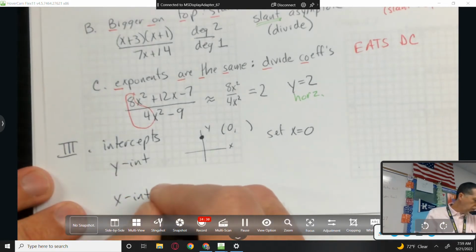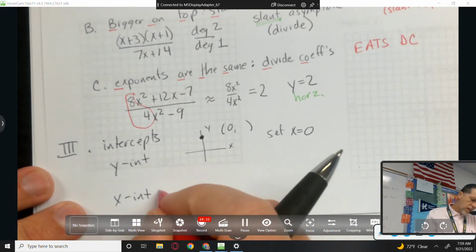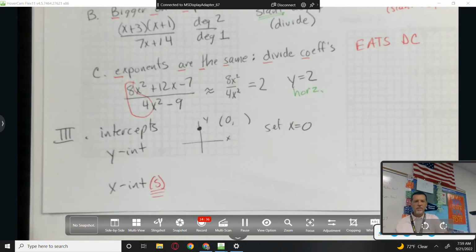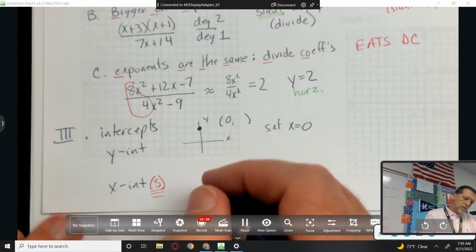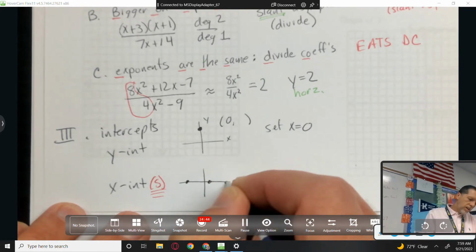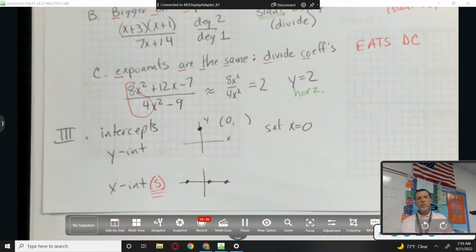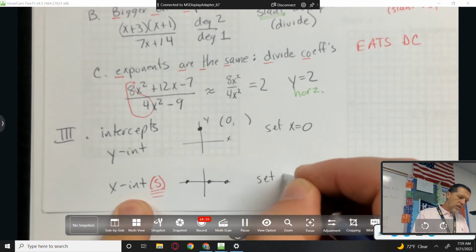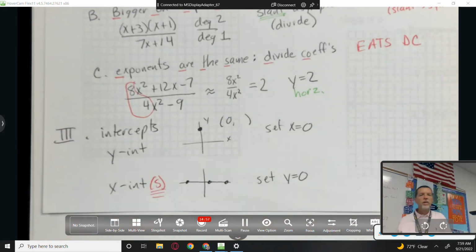And x-intercepts, and there can be more than one x-intercept, so parentheses s, because there might be more than one. Right, you could have lots of x-intercepts. We've seen that before, roots and factors. You can have more than one. What do we do to find the x-intercepts? Set y equal to 0.